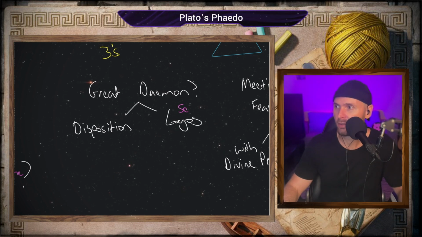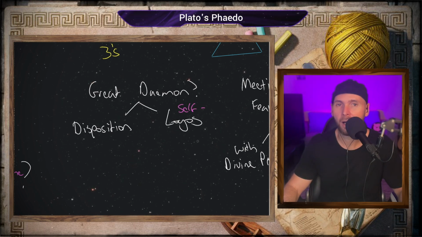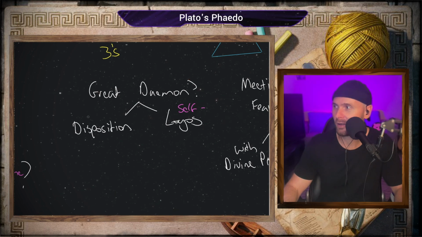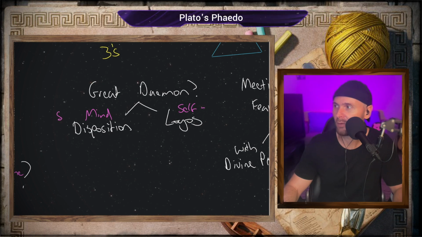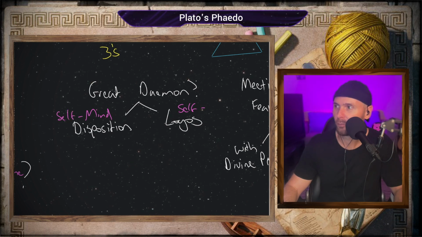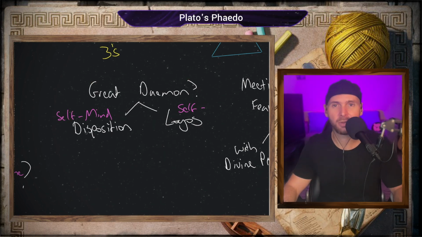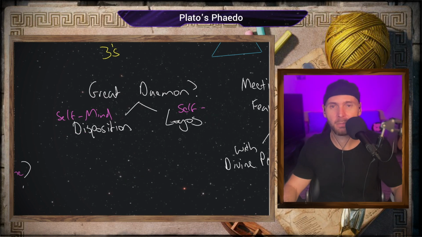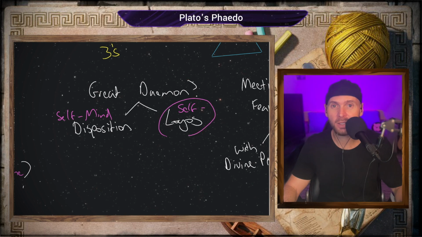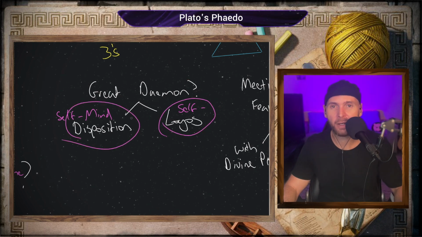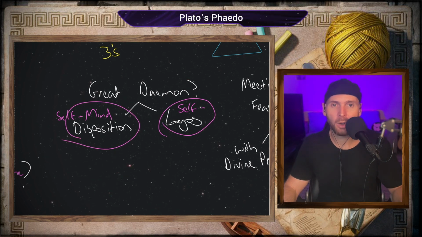Logos. Self-logos. Oh, disposition. Mind. Or self-mind. That's interesting. These two fit, meaning we can see at the end of his life, we're going to see, did Socrates master this and this? And finally, what's our goal?